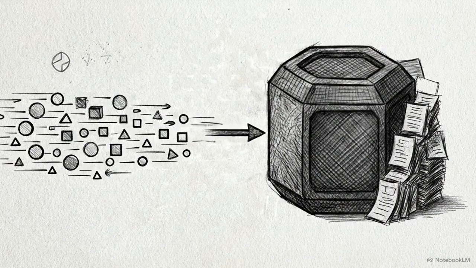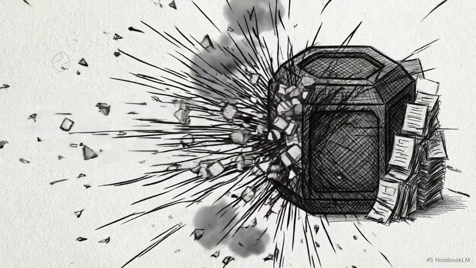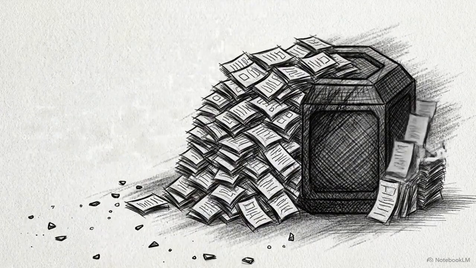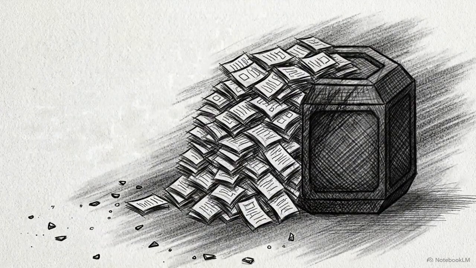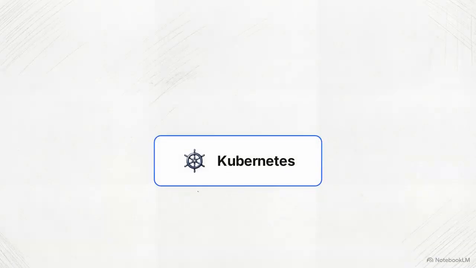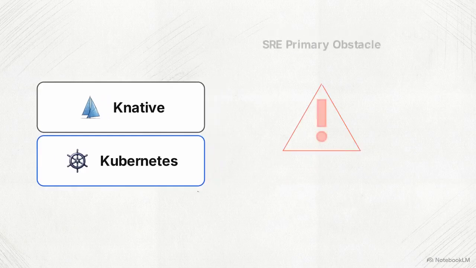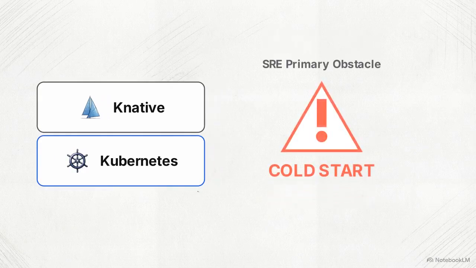Serverless computing relies on scaling to zero to eliminate idle resource costs, but this efficiency creates a significant latency penalty called a cold start. Knative is an open-source platform that adds these serverless capabilities to Kubernetes, and for site reliability engineers, or SREs, cold starts are the primary obstacle to running latency-critical applications.